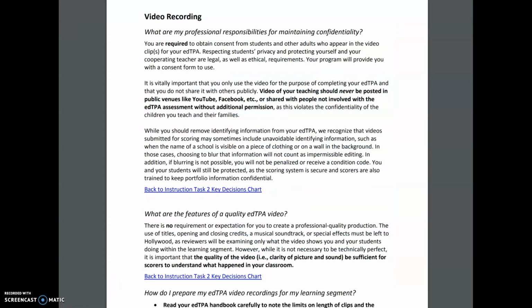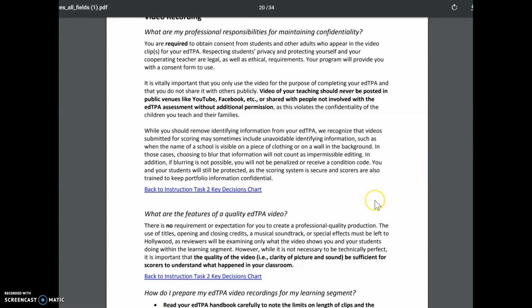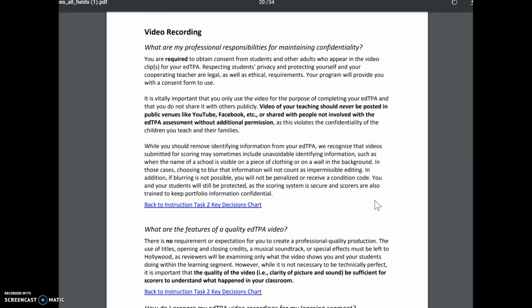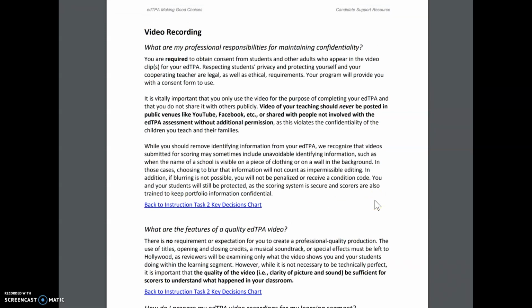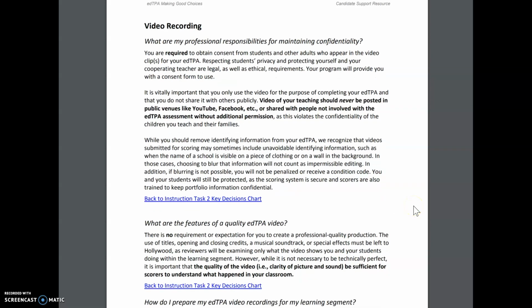I know that one of the things about the edTPA that intimidated me was the video itself, and this resource provides you information on exactly what the edTPA is looking for, how they want the videos laid out, where the video should and should not be posted, and just making sure that you are getting the required consent from students and their parental units or guardians to make sure that this is going to be something that can be used.